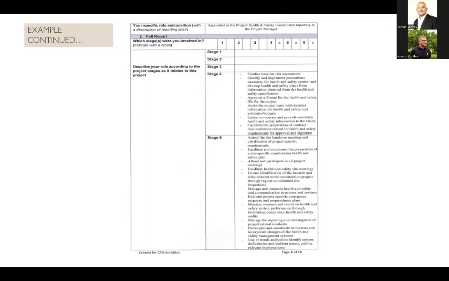You indicate exactly what was your function for stage 4. What did you actually do at that stage? If you've been involved in stages 1, 2, and 3, by all means, you can obviously include it in your report. If, for example, you are working for an engineering contractor or engineering company that's involved or has been involved in stages 1, 2, and 3.